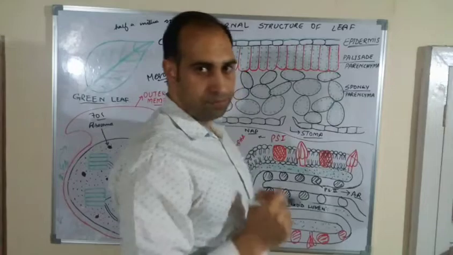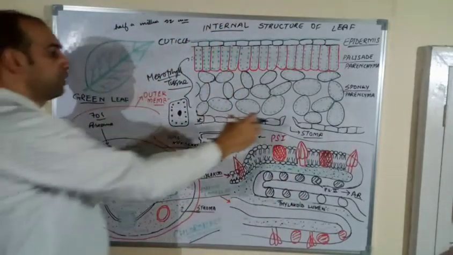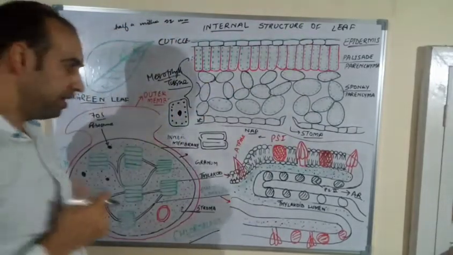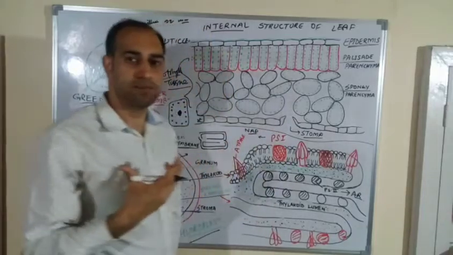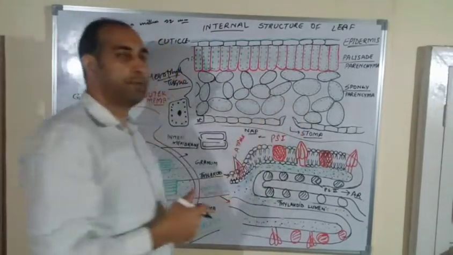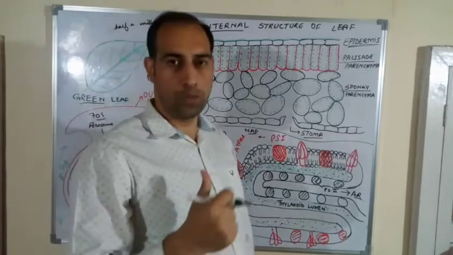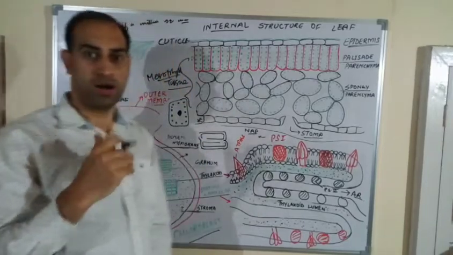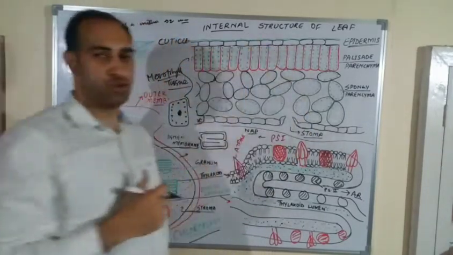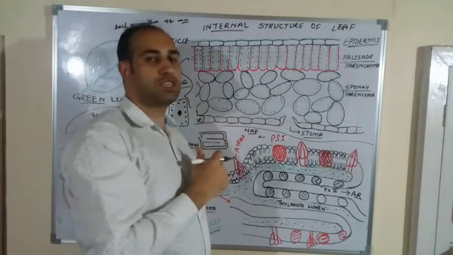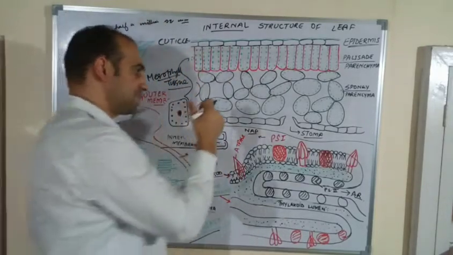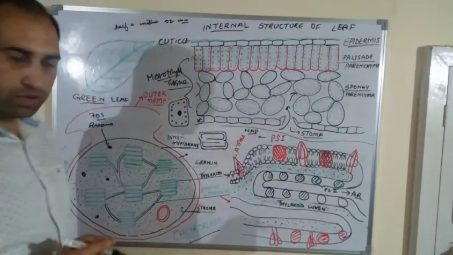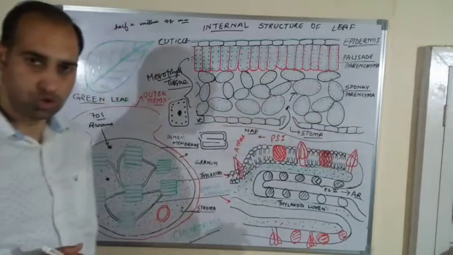The stomata, that is the pores which are regulated. The stomata occur both in the upper as well as the lower epidermis, but the maximum number of stomata occur in the lower epidermis. The main function of the stomata is that it regulates the exchange of gases, that is carbon dioxide and water, between the atmosphere and the mesophyll cell. So during the process of photosynthesis, carbon dioxide enters the mesophyll cell through the stomata, and oxygen gets released from the stomata.